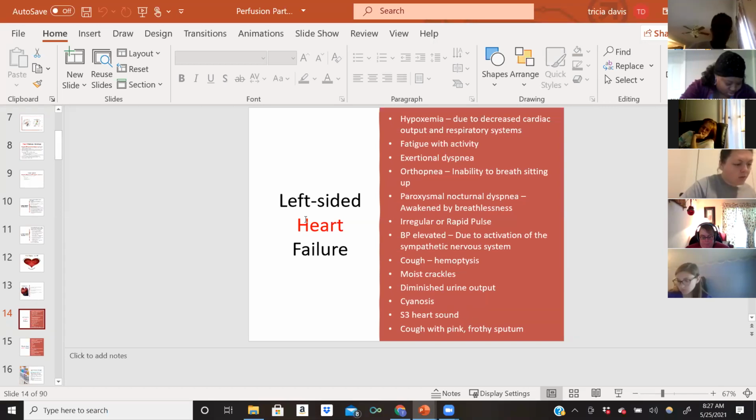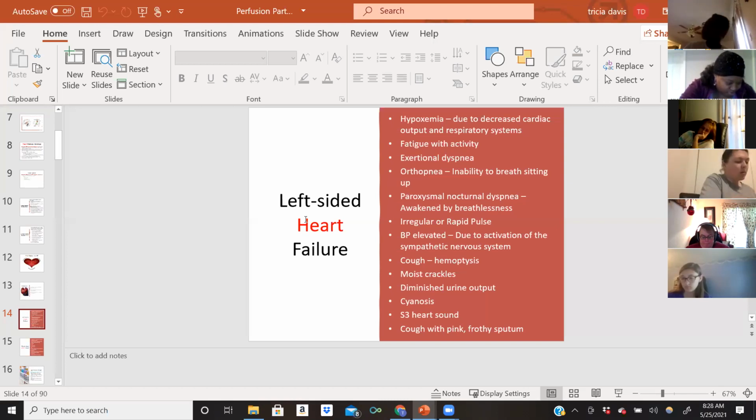They might have paroxysmal nocturnal dyspnea. This is when your patients will wake up in the middle of the night when they're sleeping, and they're going to report that they're breathless and they can't really catch their breath. They may have an irregular or a rapid pulse, depending on how bad it is. So initially, you might just have that rapid pulse because your body senses the decrease in oxygen or the decrease in blood pressure. So the heart has to speed up how fast it's pumping out.